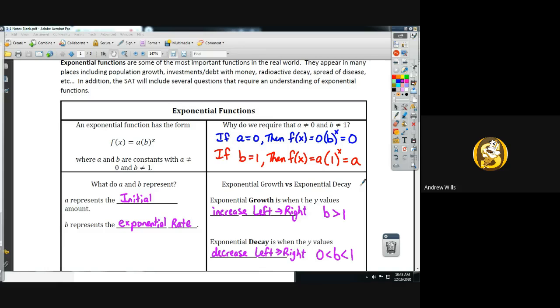All right. So if b is greater than 1, that is exponential growth. If b is less than 1, it would be decay. B is always a positive number, because if that's a negative number, then we have all sorts of weird things happening with our graph. So B is always positive, and B is never equal to 1. If that value is between 0 and 1, that is exponential decay. If B is greater than 1, that is exponential growth.